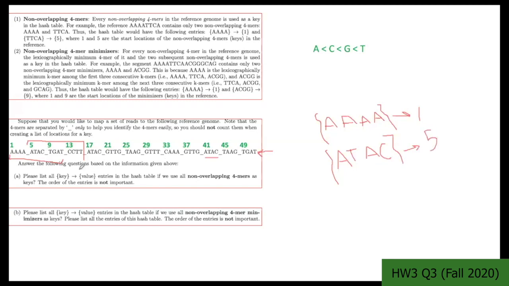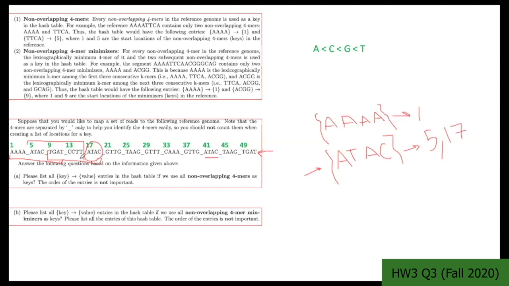Now, what are the next 3 k-mers? So we will take, starting from the 3rd, 4th, and 5th k-mer, which are these. Now the first one starts with T, the second one starts with C, the third one starts with A. So basically the minimizer will be the third one. Do we have it already stored? Yes, it's here. So we need to append 17 next to it.